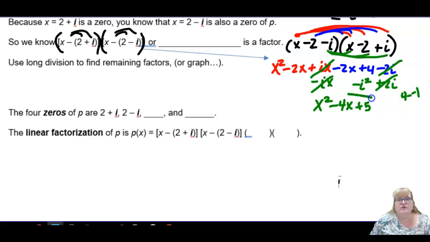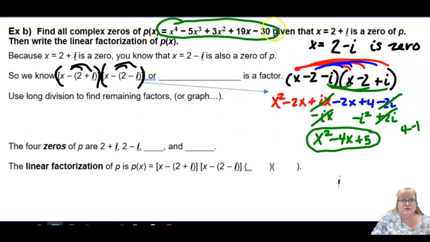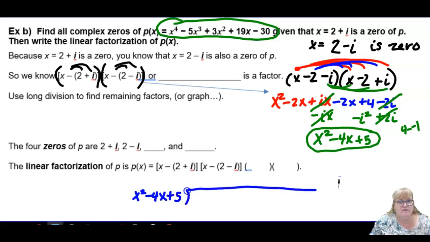All right, so these two zeros represent this polynomial function, and we need to divide it into our original, which is off the top here, to figure out what the other zeros are. Or we could graph it, but we're going to do this the old-fashioned way. There's a reason you have to know how to do polynomial long division. So we're going to take x squared minus 4x plus 5 and divide it into that big one up there, x to the 4th minus 5x cubed plus 3x squared plus 19x minus 30.